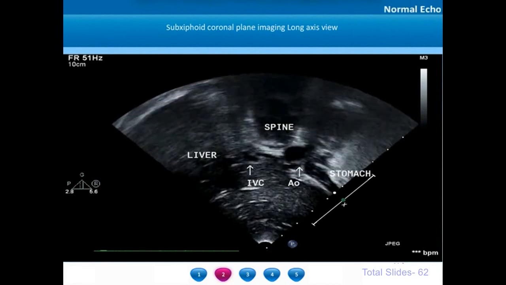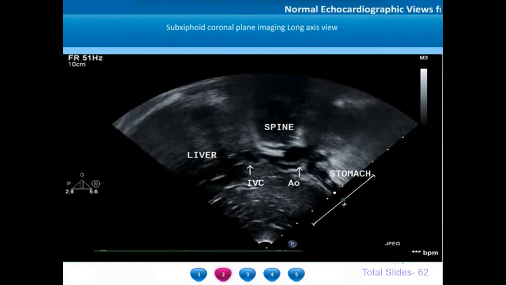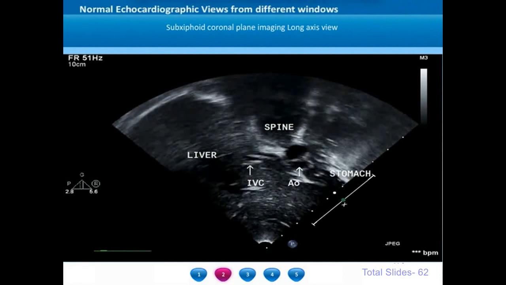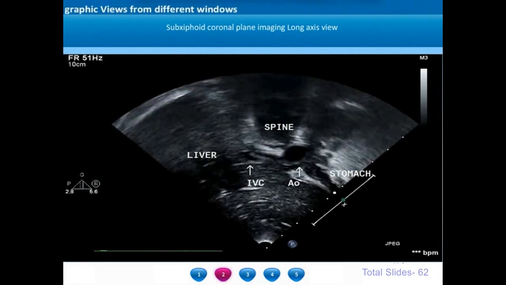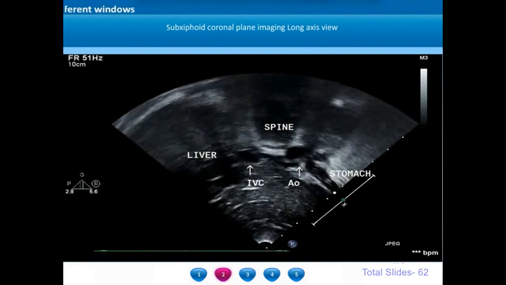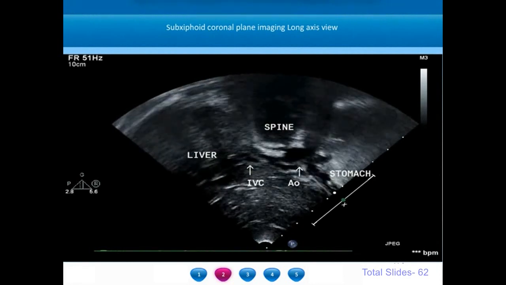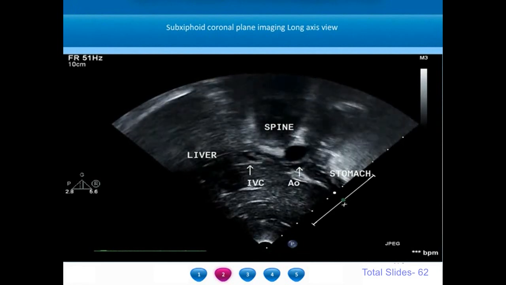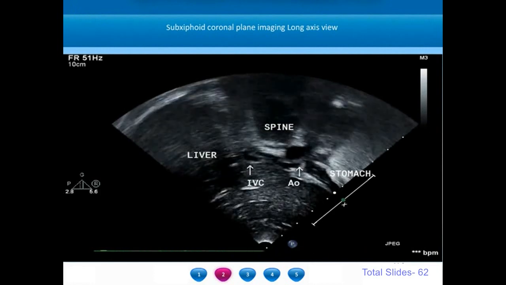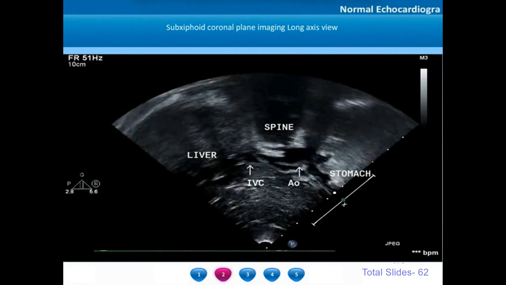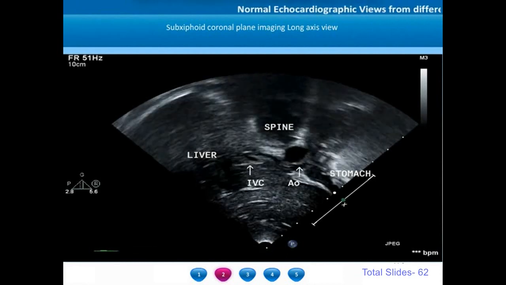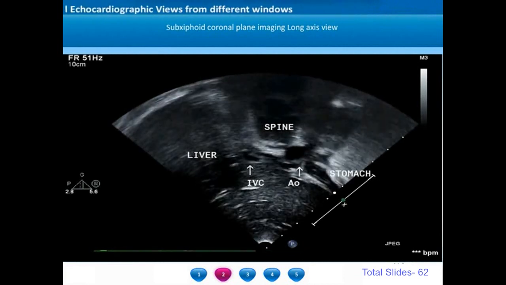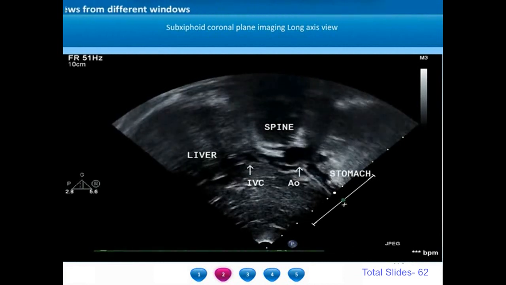So in the Subxiphoid coronal plane imaging, which is also called the long axis view, we see on the left side of the screen the liver, the right dome of the diaphragm. On the right side of the screen, we see the highly echogenic stomach. Posteriorly, we will see the rounded echogenic spine. Just anterior to the spine, there will be two blood vessels. The blood vessel on the left side of the screen is the inferior vena cava, and the blood vessel on the right side of the screen is the abdominal aorta.